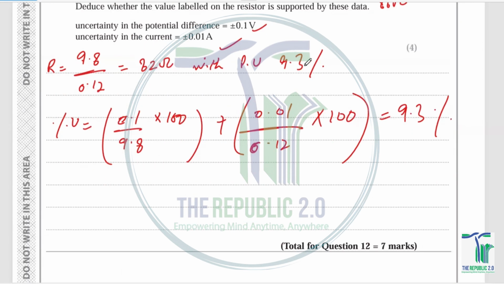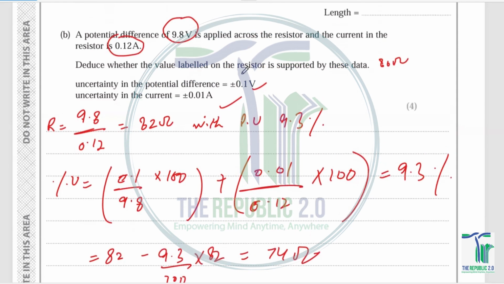Now the 9.3% of 82 is going to be something like, for example, 82 minus 9.3% of 82. That comes out to be 74. So 74 is the lowest estimate of the resistance. But the resistance marked on the resistor is something like 80 ohms. So this is acceptable, right? So that is how we're going to go with this resistance.